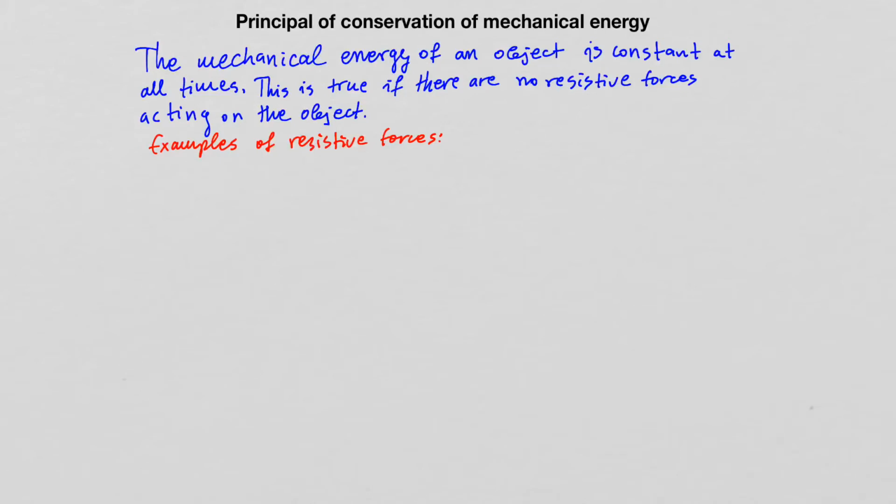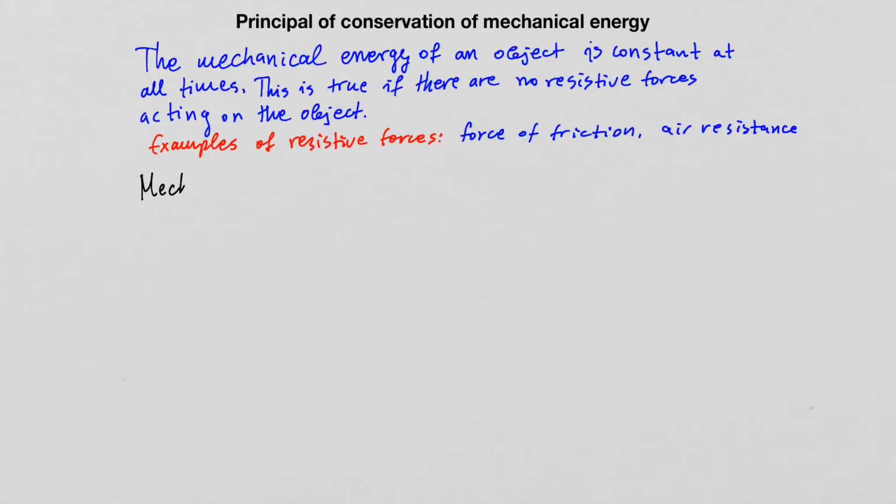Well, that would be force of friction and air resistance. Those are the two more common resistive forces. So for any object that is in motion and is not subject to the force of friction or air resistance, the mechanical energy of that object is constant at all times. It is conserved. Okay, so now what exactly is the mechanical energy of an object?